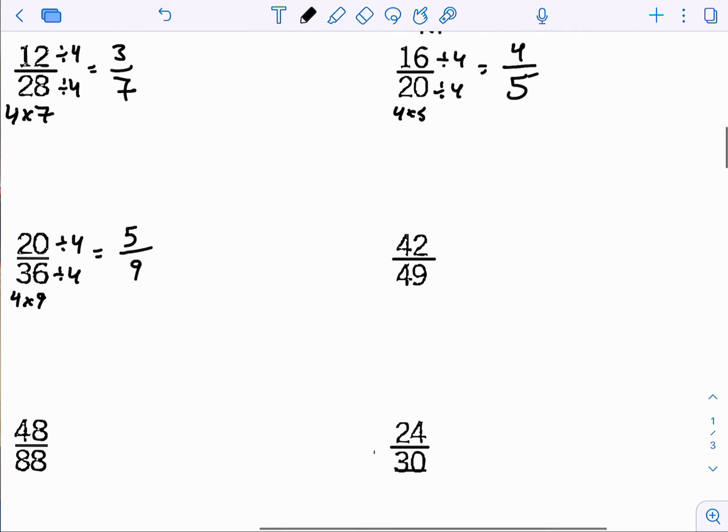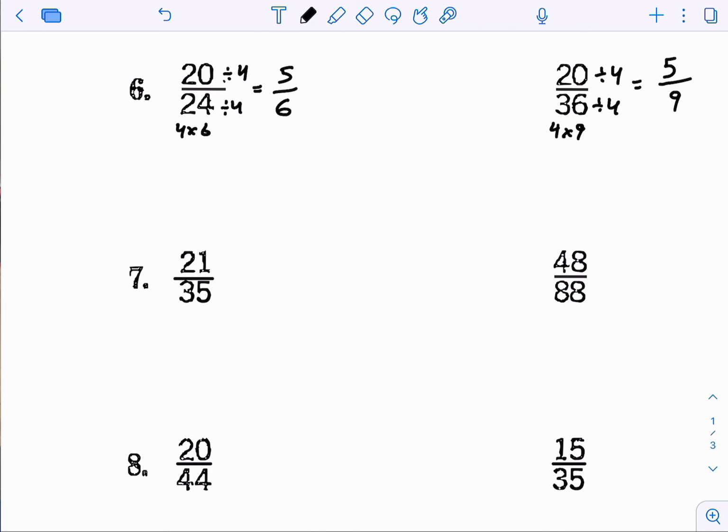So next one here, 49, you always think of 7 times 7. Does 7 go into 42? Yes, it does. 6 times 7. So I'm going to divide by 7, divide by 7. It gives me a 7 over here and a 6 up here.